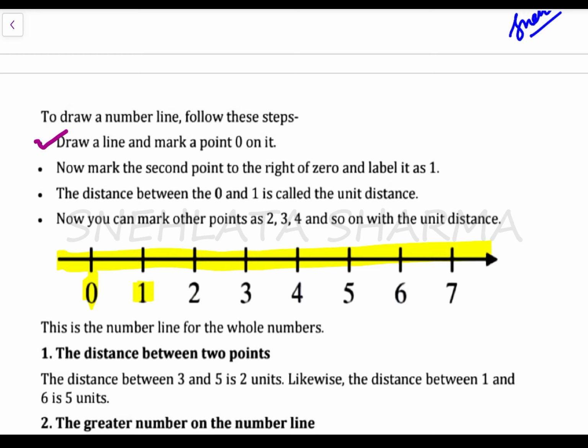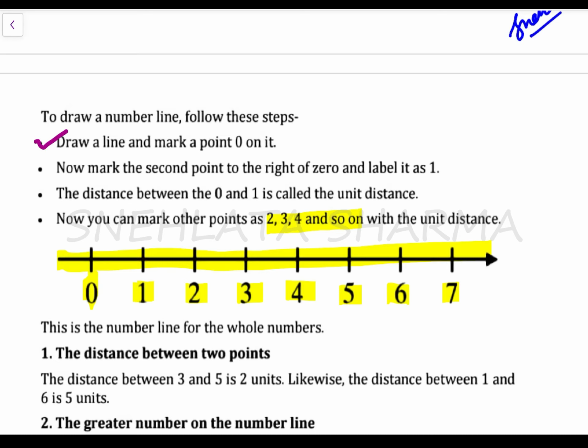Now, the distance between 0 and 1 is called the unit distance. Now, you can mark other points as 2, 3, 4 and so on with the unit distance. So, after 1, this is 2, this is 3, this is 4, this is 5, this is 6, this is 7, and this will go on till infinity. This is the number line for whole numbers. It starts from 0 and goes on till infinity.